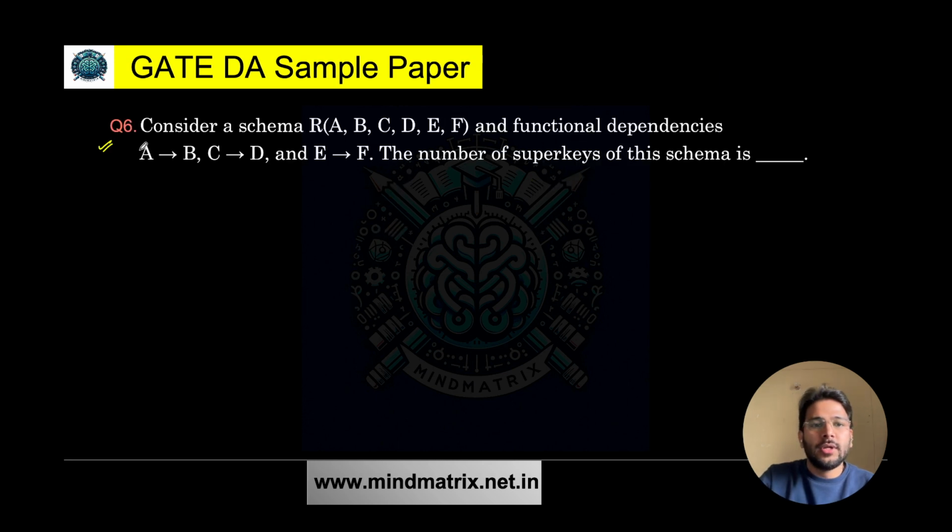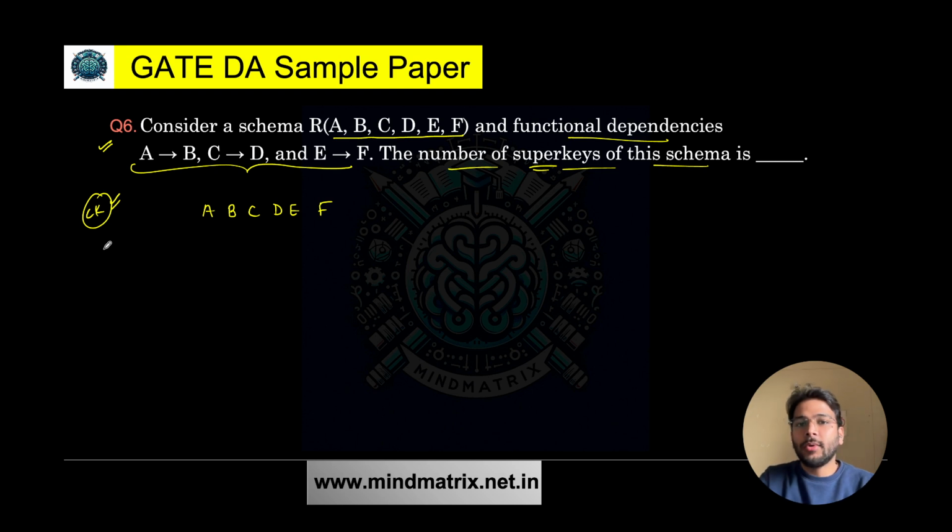Let's solve this next question here. Consider a schema relation R having these 6 attributes A, B, C, D, E, F, and functional dependencies are given. The number of super keys for this schema we need to find out. So we have this relation having these attributes and these are the functional dependencies given. So in order to find number of super keys, first we need to find what? The candidate keys. Then only we can talk about super keys. So let's find out candidate keys first.